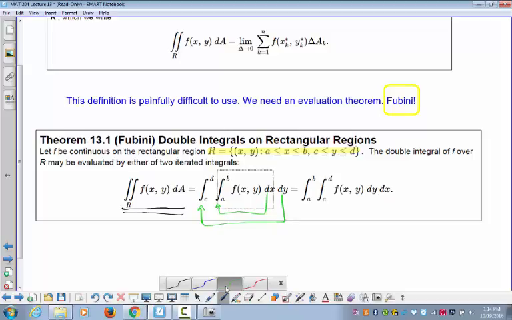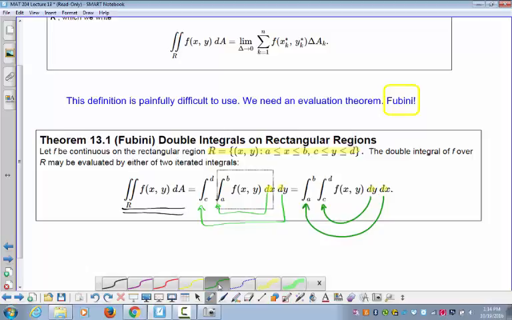Right, so this always works with the rectangle. If your domain is a rectangle, you can do it in either way. You can have your order be dx and then dy, or you could have your order be dy and then dx. If it's a rectangle that you're integrating on, doesn't matter the order, no problem. And just notice that the y's are now on the inside over here, and the x's are now on the outside.